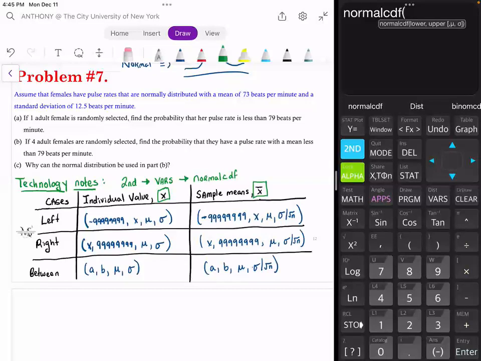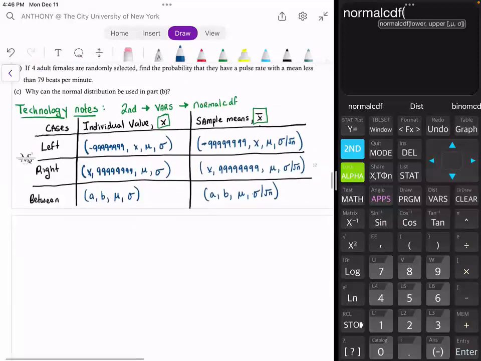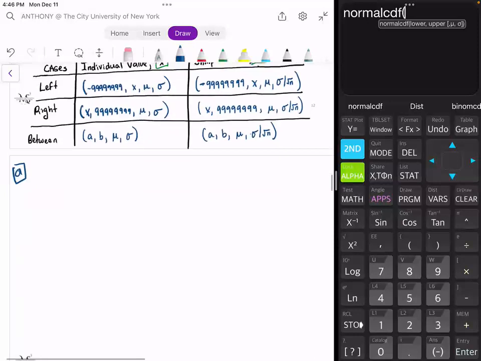Part A is talking specifically about an individual value, which means that when I draw that bell-shaped curve, as I mentioned earlier, you're going to label it in terms of X. One of the key things that tells us that I can label this strictly in terms of X is that it says one adult female is randomly selected. So one implies individual.